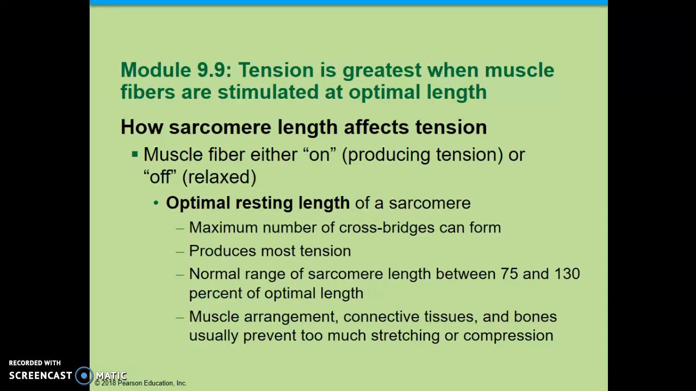The optimal resting length of a sarcomere produces the most tension. When the sarcomere is wider, there will be more cross bridges that can form, producing more tension. The normal range of the sarcomere length is between 75 and 130% of optimal length. Muscle arrangement, connective tissues, and bones usually prevent too much stretching or compression.